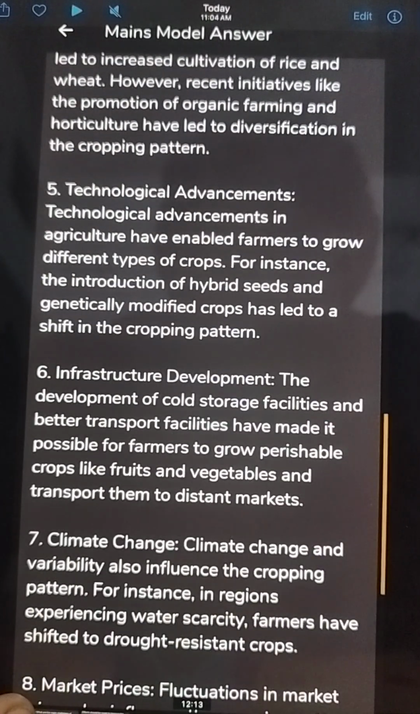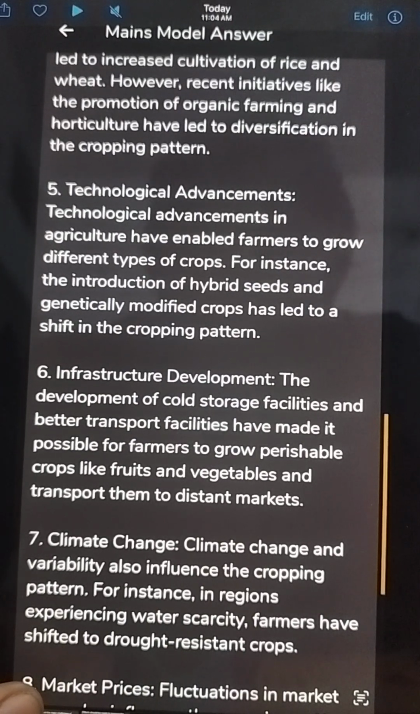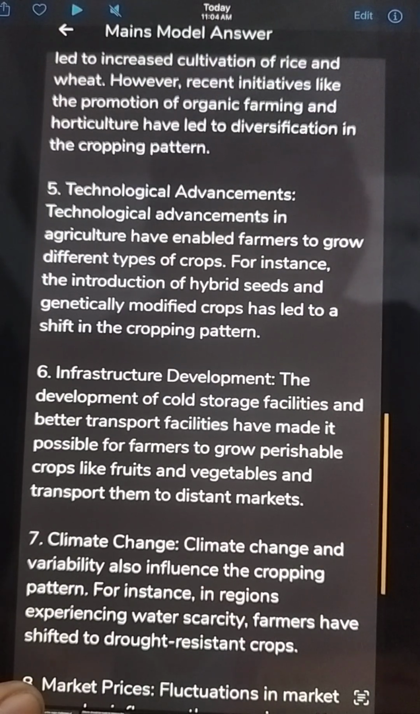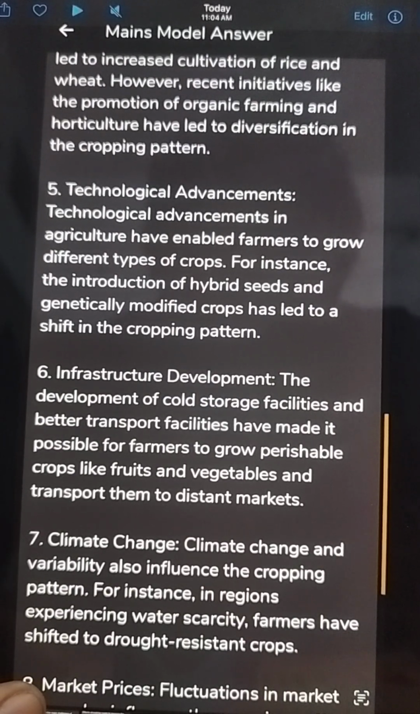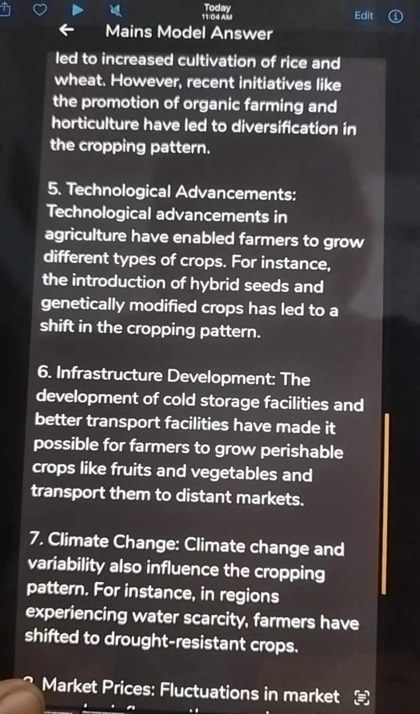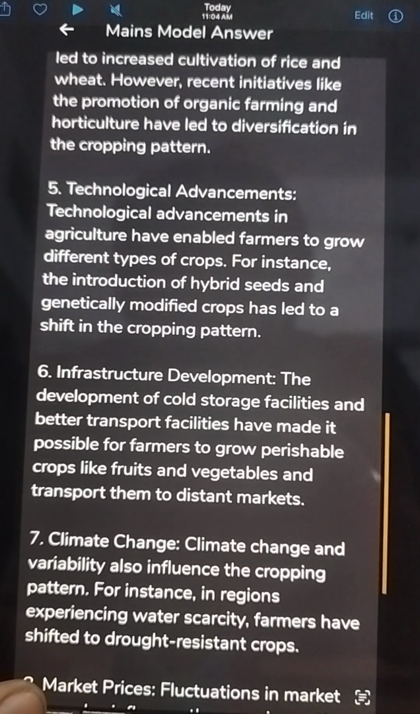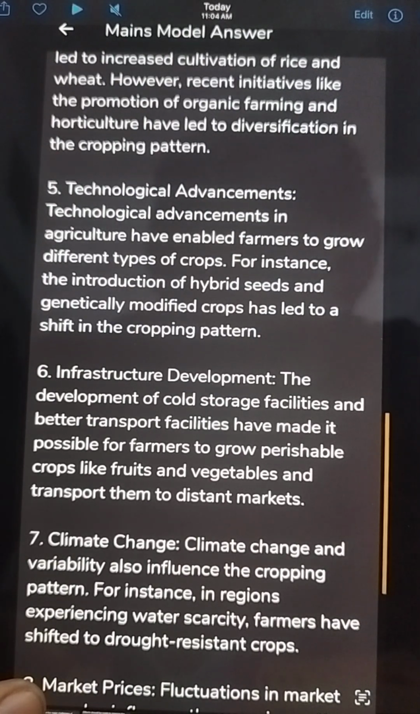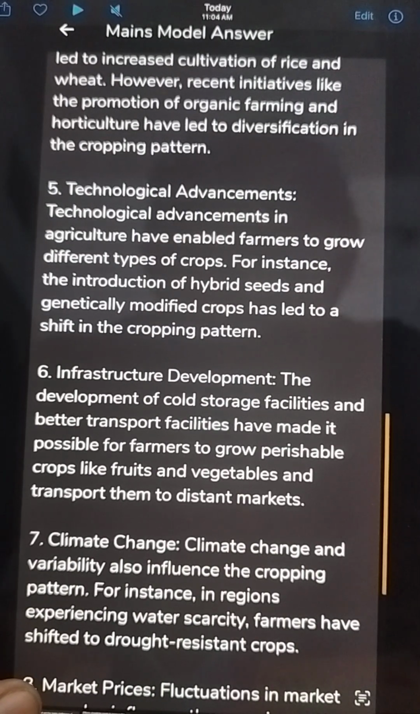Then comes technological advancements. Technological advancement in agriculture has enabled farmers to grow different types of crops. For instance, the introduction of hybrid seeds and genetically modified crops has led to a shift in the cropping pattern. Then comes infrastructural development. The development of cold storage facilities and better transport facilities have made it possible for farmers to grow perishable crops like fruits and vegetables and transport them to distant markets. Then comes climate change.